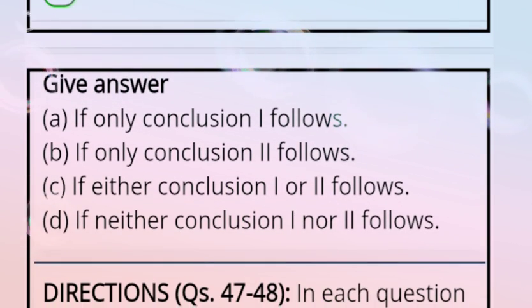Next, give the answer. Okay, so there are four options. Option A, if only conclusion first follows. Option B, if only conclusion second follows. Option C, if either conclusion first or second follows, and option D, if neither conclusion first nor conclusion second follows.